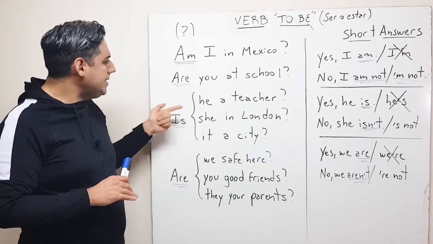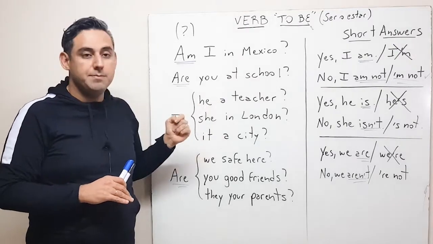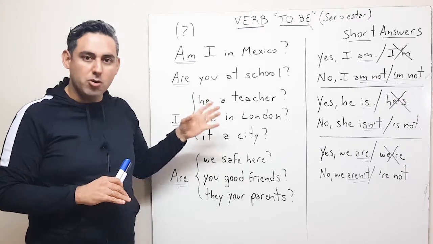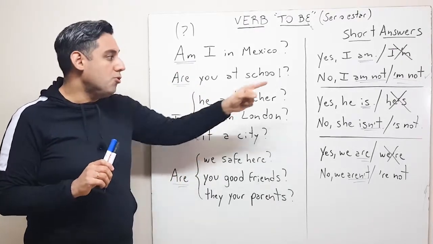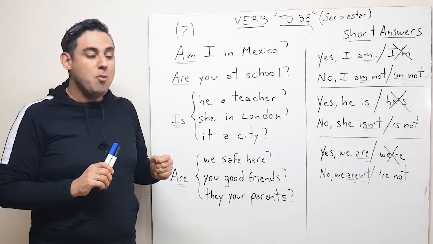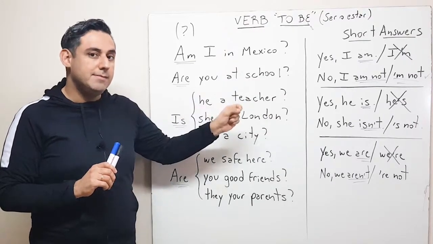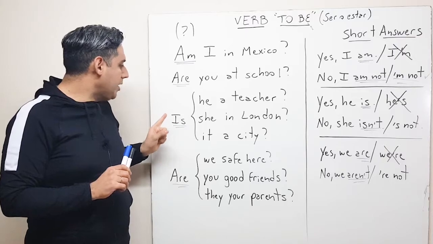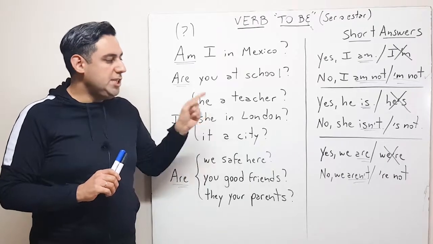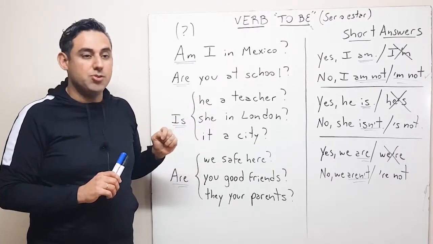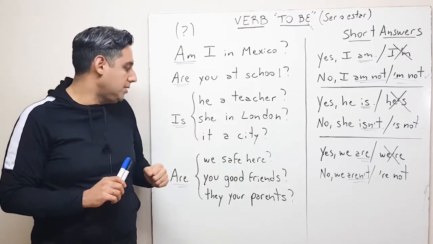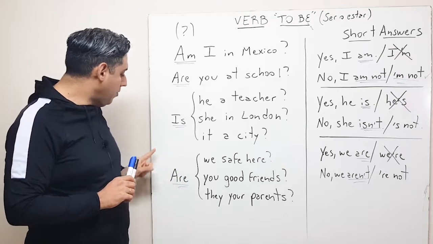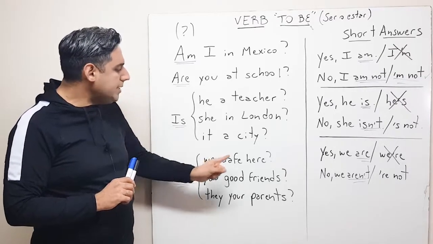For example, consider what happens with the verb form is. I can say, is he a teacher? Yes, he is, with the full form in the positive statement. Yes, he is. I cannot use the short form we've seen a moment ago. I cannot say yes, he's, right? Is she in London? No, she isn't. With the negative, I do have a choice. No, she isn't, or no, she's not. No, she's not, okay?